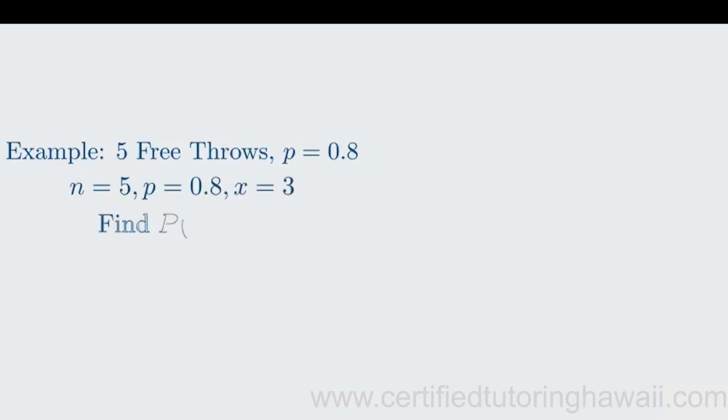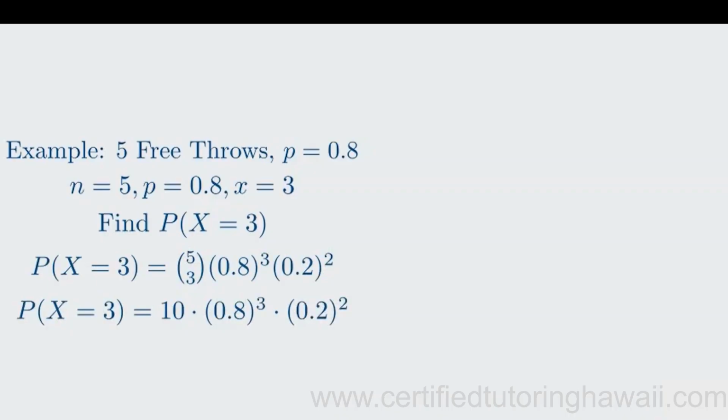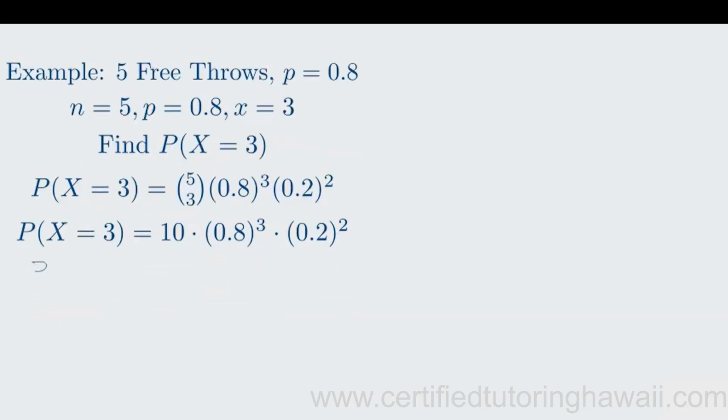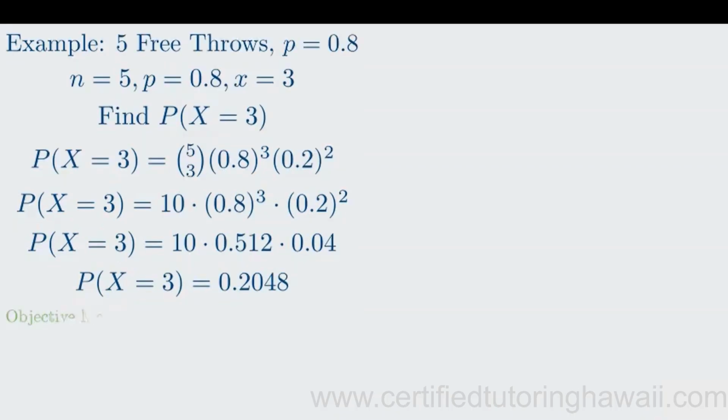Let's go back to our basketball player. If they take only 5 shots, what is the probability they make exactly 3? Here, n is 5, p is 0.8, and x is 3. We calculate 5 choose 3, which is 10. Then we multiply by 0.8 cubed and 0.2 squared. This gives us 0.2048. So, there is about a 20.5% chance the player makes exactly 3 out of 5 shots. We have now mastered the calculation of specific binomial probabilities using the formal distribution function.